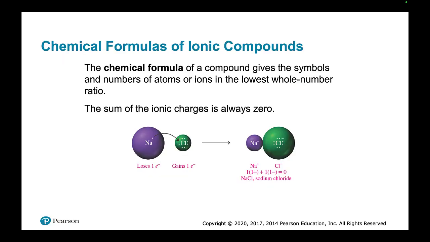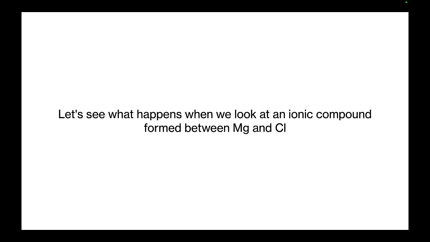A chemical formula for a compound gives us the symbols and the numbers of the atoms or ions in the lowest whole number ratio, and the sum of the ionic charges again is going to give you 0. So let's look at what happens when we look at an ionic compound that's formed between magnesium and chlorine. And I know that we saw this example in class, but let's also go through it again.